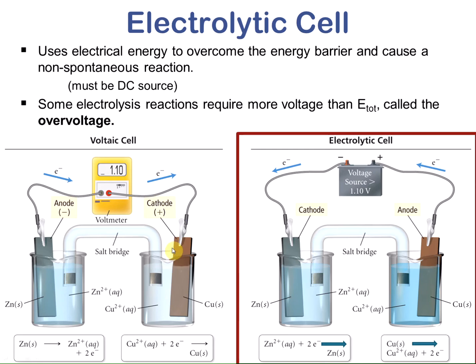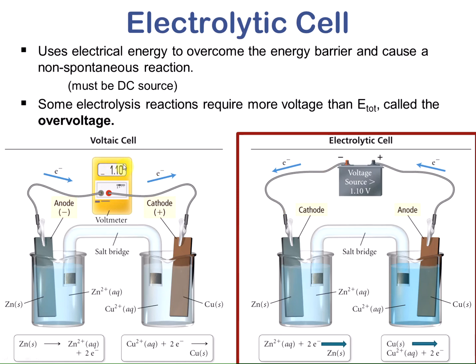But in an electrolytic cell, we're using electrical energy to overcome the energy barrier and cause a non-spontaneous reaction. So this has to be a DC source, a direct current source. So we hook it up to a voltage source, and we're going to cause electrons to flow in the opposite direction. So we have to put in energy to make the electrons flow in the opposite direction that they would normally flow in a voltaic cell.